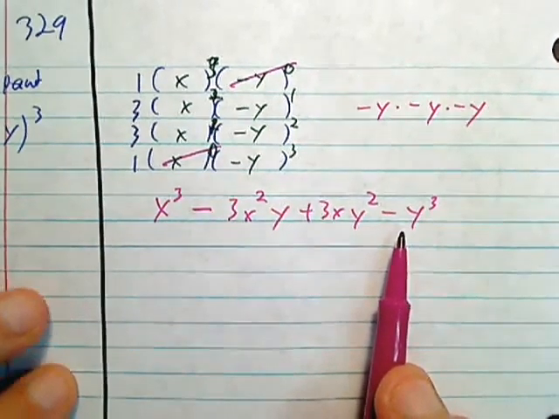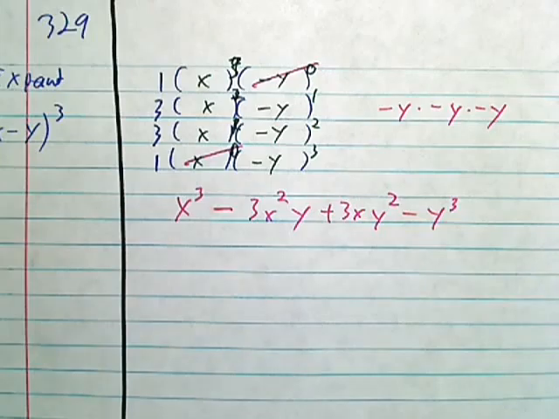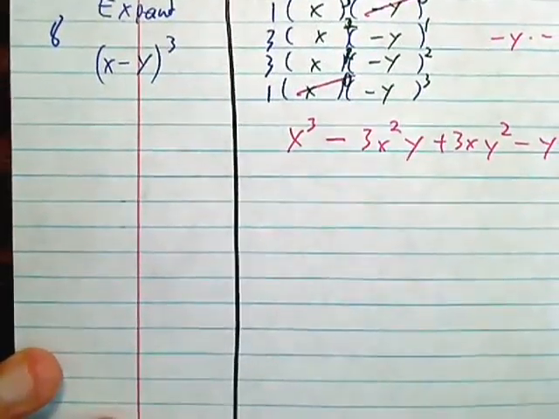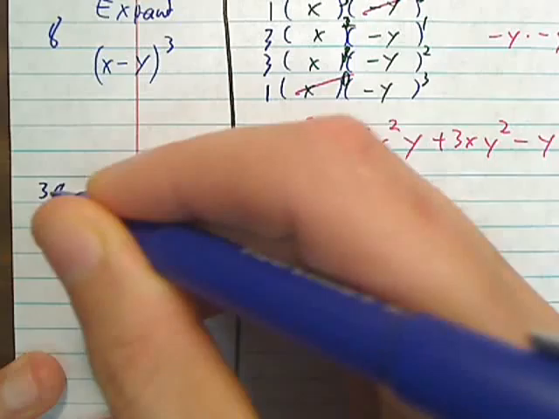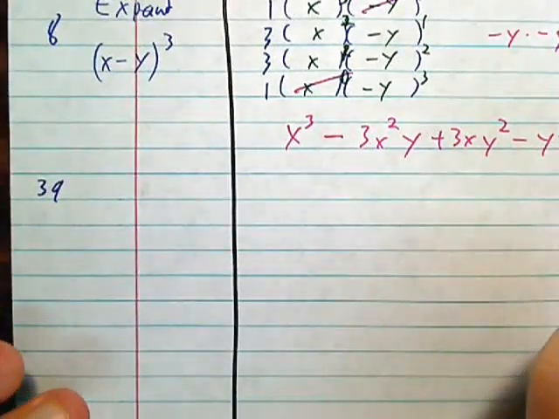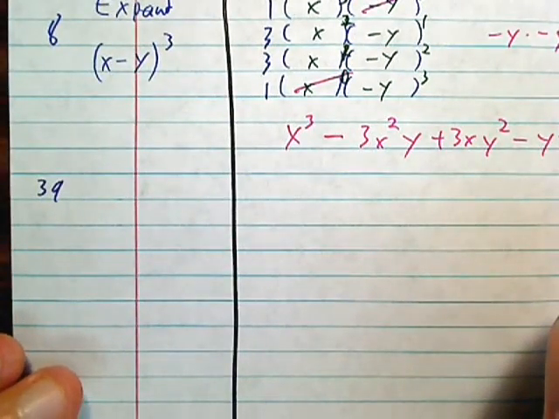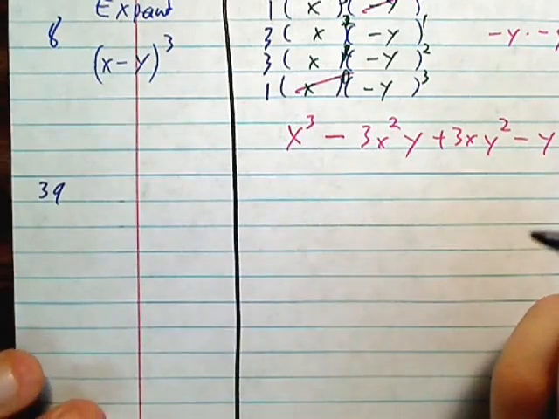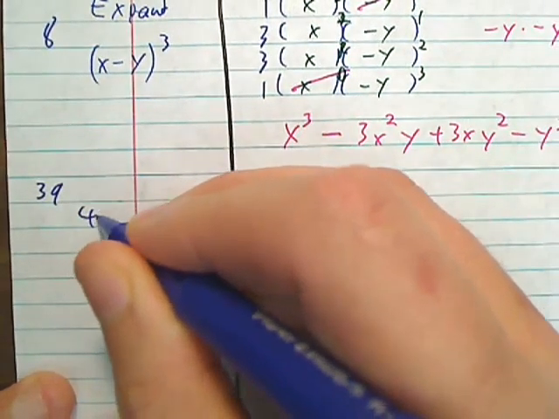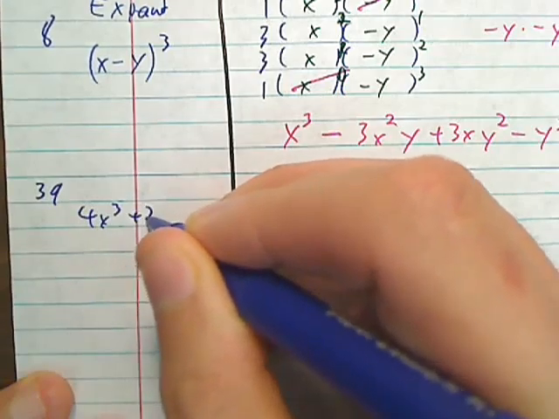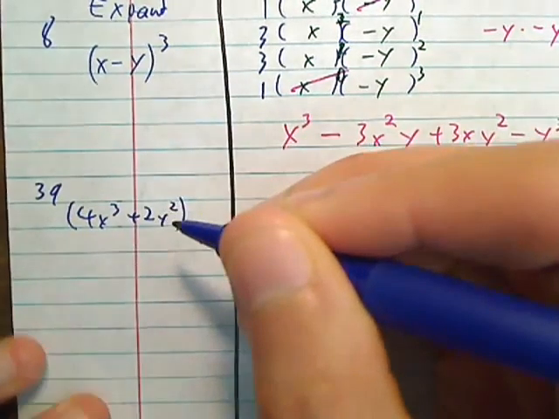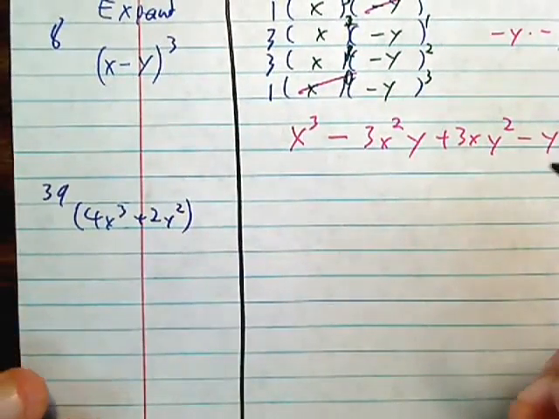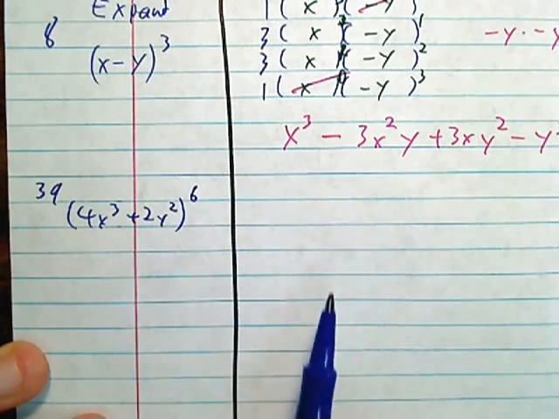Pretty straightforward. Let's try 39. 39 will be our second problem, and as I promised, it's much trickier. Oh my goodness: 4x to the third, 2y squared, all to the sixth. I will just say up front that the setup you do here, you're going to copy the sixth row and all your parentheses and all that stuff.